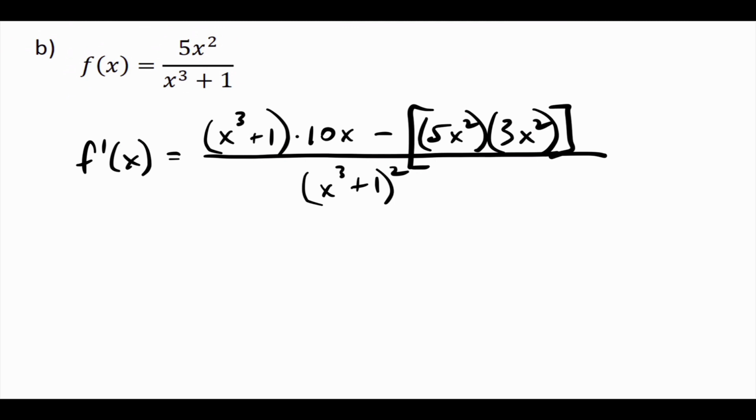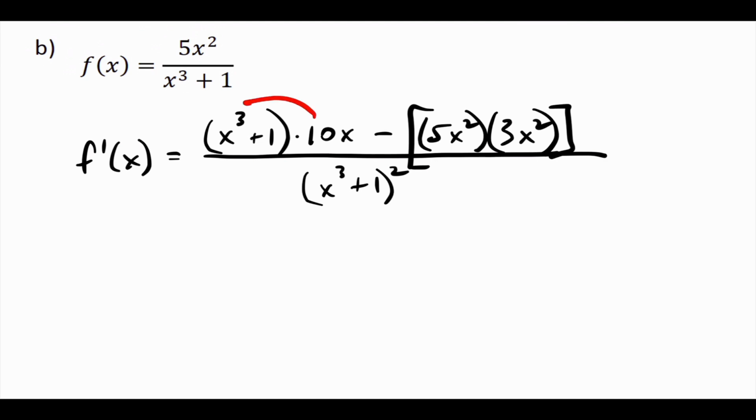So low, x cubed plus 1, d high, derivative of the top is 10x, minus high, 5x squared, d low, the derivative of the bottom is just 3x squared, over low squared. Calculus is done. That's the derivative. We just have to do distributive property, combine like terms, those kind of things. Clean it up a little bit.